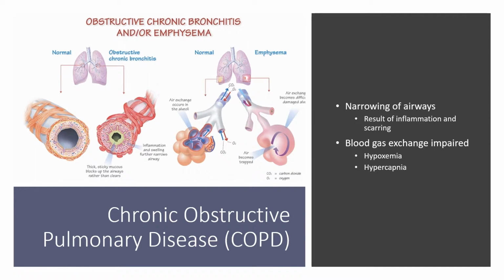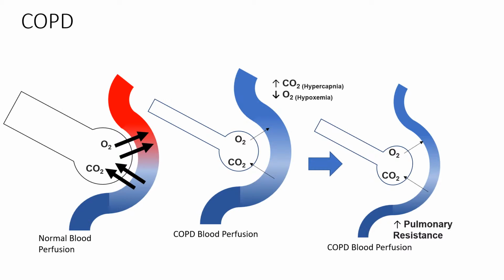In COPD, individuals have narrowing of airways due to inflammation and scarring that comes with the disease. This prevents normal ventilation from occurring. Decreased ventilation leads to hypercapnia, which will cause acidosis. Hypoxemia also occurs due to the decreased ventilation hindering blood-gas exchange. Acidosis and hypoxemia together constrict pulmonary vessels and increase pulmonary vessel resistance, as shown in the rightmost image.